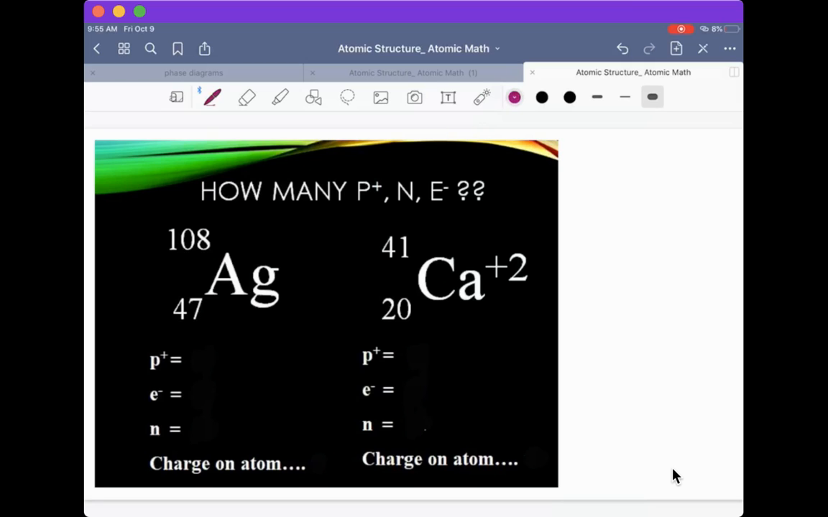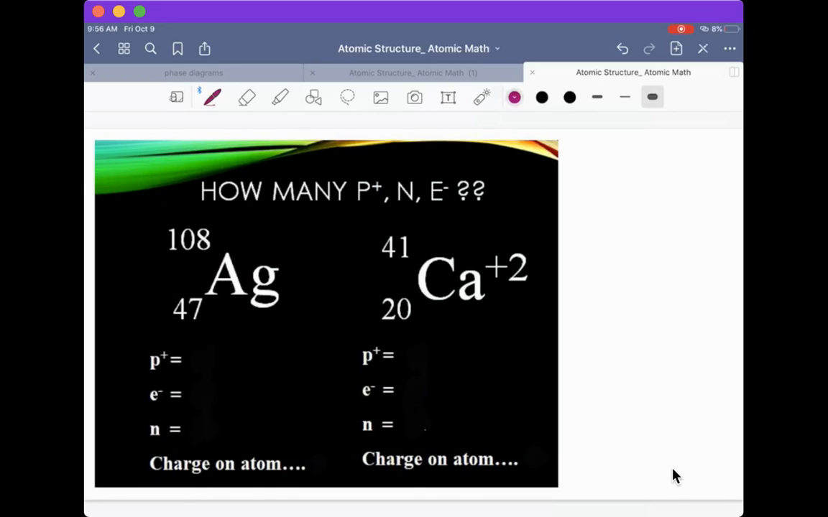Okay, so let's put this stuff into practice here. You're going to be practicing this with a lot of charts, looking at information given to you about the number of protons, electrons, and neutrons, and writing nuclear symbols, or you'll be deriving information from your nuclear symbols. So let's put this into practice here.